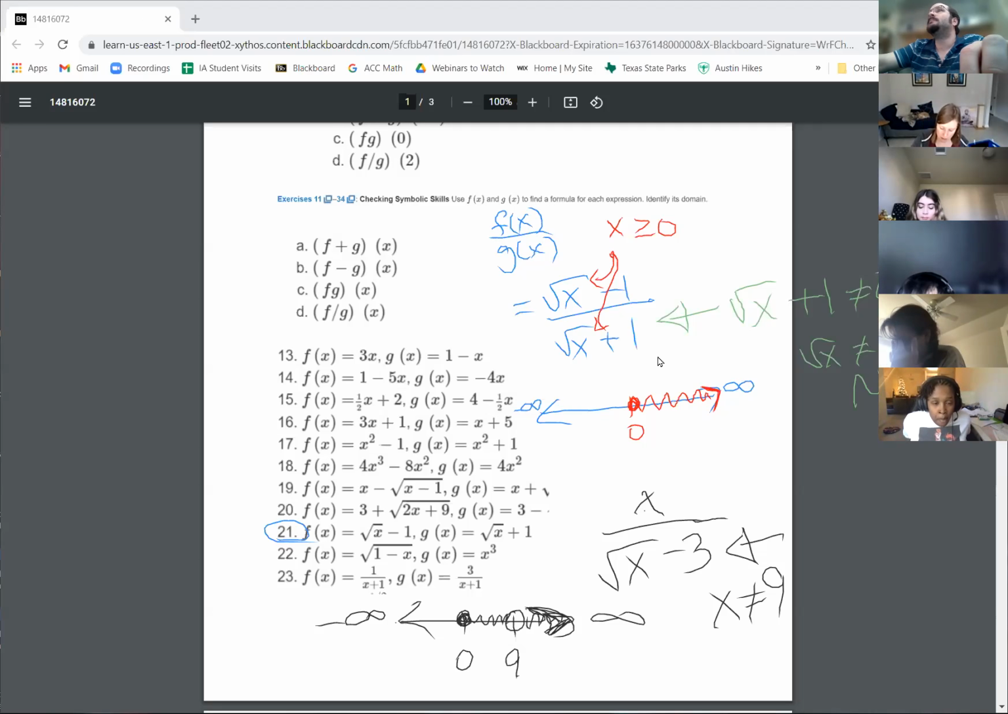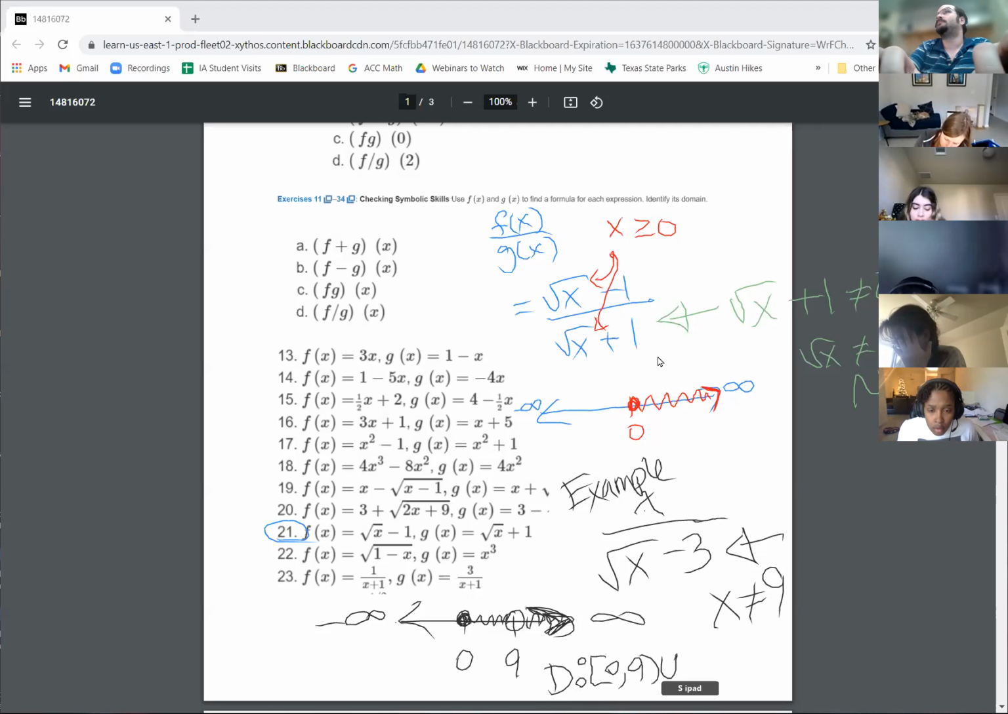So when you write the 0 and 9 one, like domain 0, 9, do you do parentheses 0, comma 9? Bracket on the 0 still, because it's closed. So 0 to 9, and then stop sign. So I do union, and then 9 to infinity. That's how you would write that example I just made up. Okay, that makes sense.